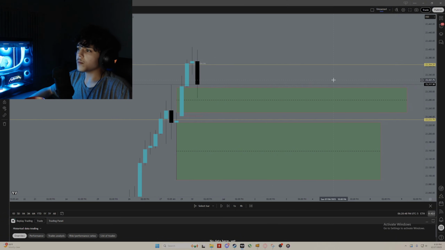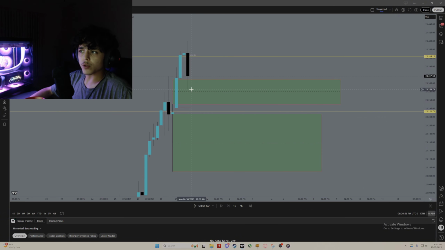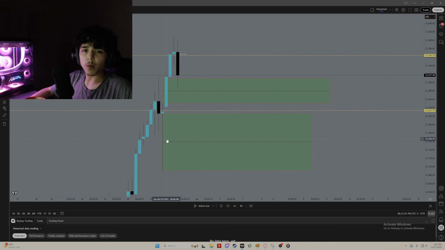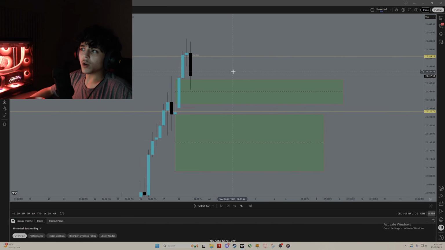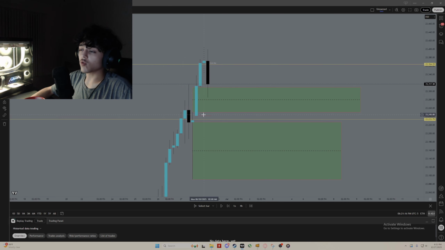Strong draw on liquidity. Now that we have this fair value gap and this devil's mark down here and this rejection wick, I start to narrow down my PD arrays. This 4 hour gap, I'm going to keep it in mind, but I'm also keeping this wick in mind. It might not hit today. It might hit in a few days. Who knows? But that's definitely a strong draw on liquidity.